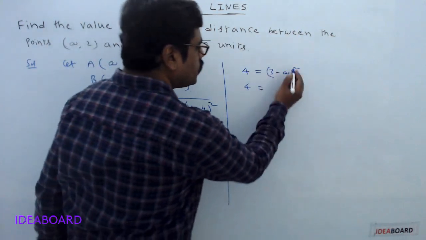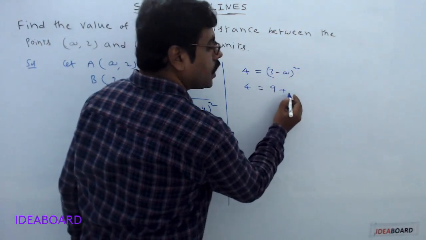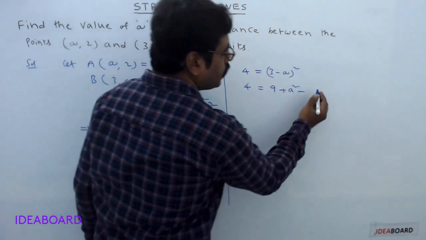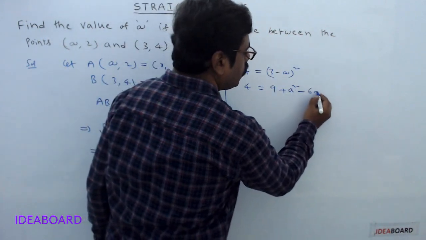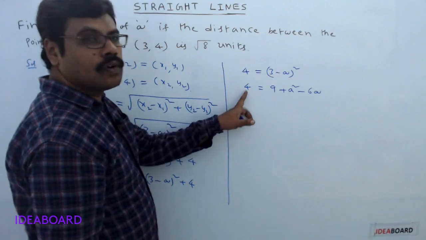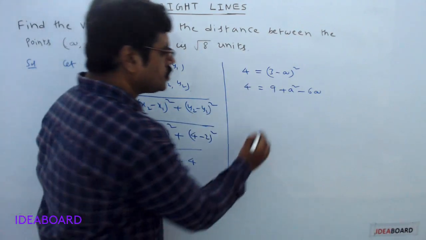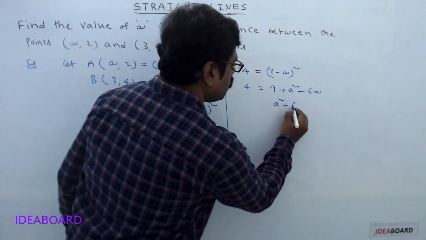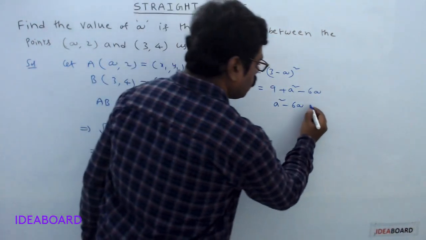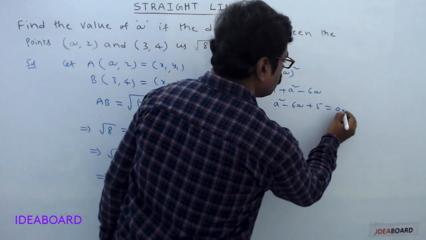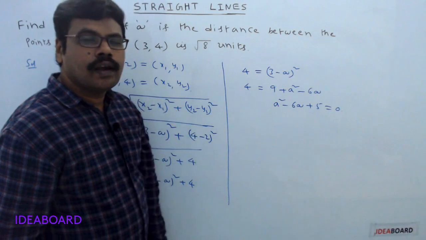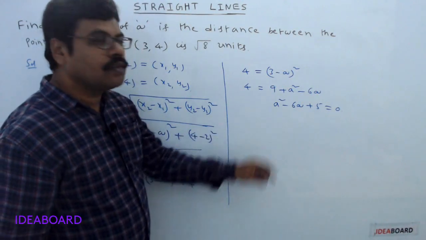Expand this term: 3 square is 9, plus a square, minus 2ab, that is 2 into 3 into a, which is 6a. Now bring this 4 from LHS to RHS. This is a square minus 6a plus 9 minus 4, that is plus 5, equals 0. Now it is a quadratic equation in terms of a.